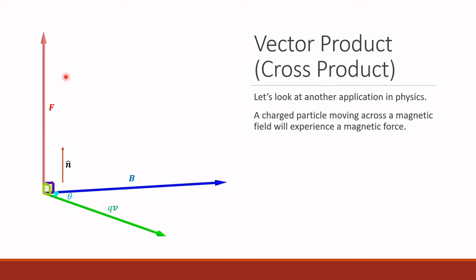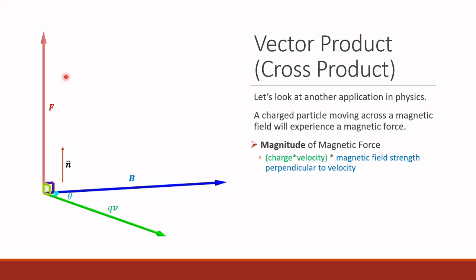The magnitude of this force is equal to the charge times the velocity. You can simply think of the velocity for now. So the velocity of the charged particle times the magnetic field strength perpendicular to the velocity. So it has to be perpendicular. That's how you can calculate the magnitude of the force.